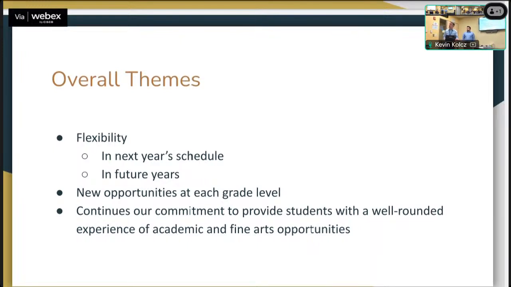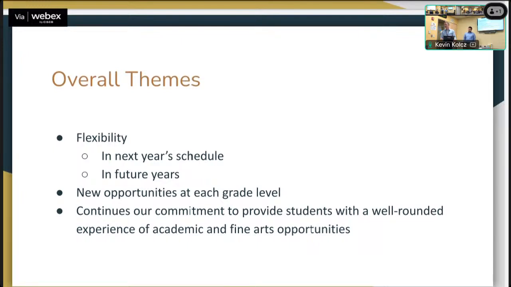Again, overall themes, just to summarize: flexibility. We're going to have a whole lot more. It also is flexibility for the future. So we know that as we roll into our new framework for a schedule next year, we're going to continue to evaluate, we're going to continue to monitor for success. And if adjustments need to be made, we'll have the opportunity to do that. We'll have new opportunities at each grade level, continue our commitment to a well-rounded academic experience for kids.